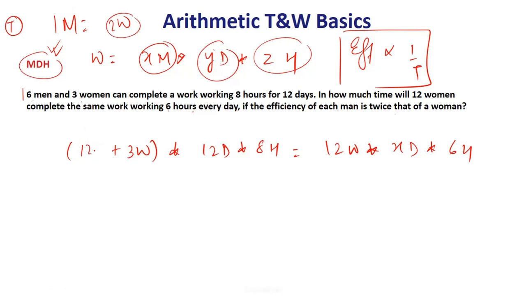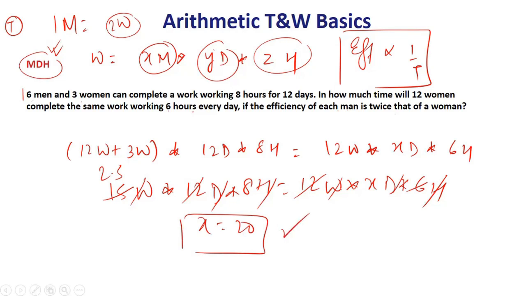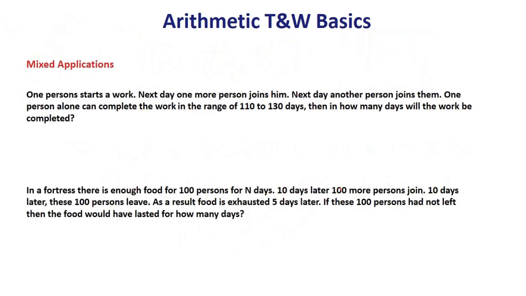So 6 men become 12 women. So this is 15 women into 12 days into 8 hours is equal to 12 women into X days into 6 hours. Let's simplify this. 12 gets cancelled, 6 and 8 get cancelled, and what do we have? 6, 2.5, and this becomes 20. So X is equal to 20. So the number of days will be 20 here. I hope the concept of man days hours is clear. Just solve a few more questions and you will understand it very clearly. Once you understand it, it is like solving linear equations. Let's move forward to a few more questions.